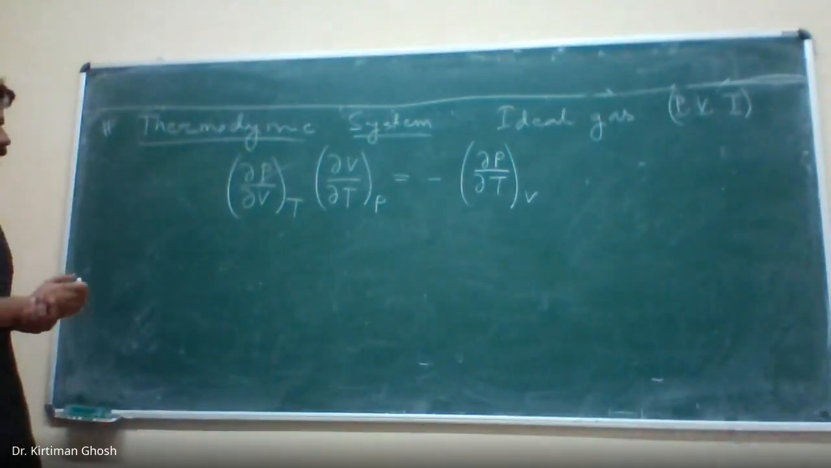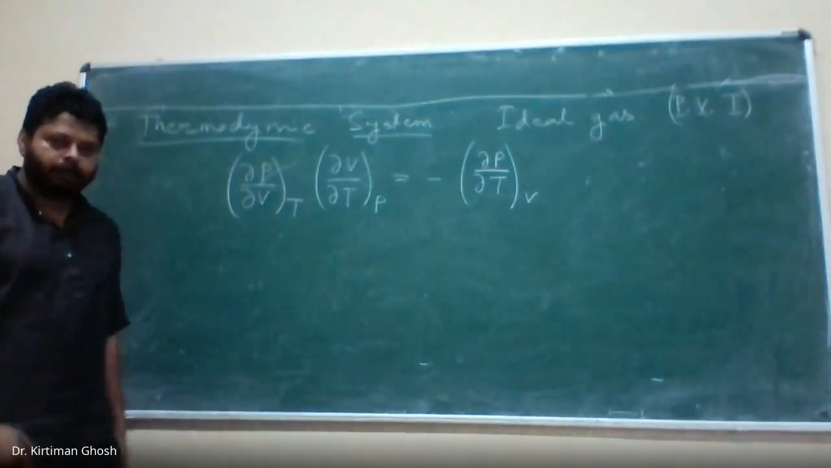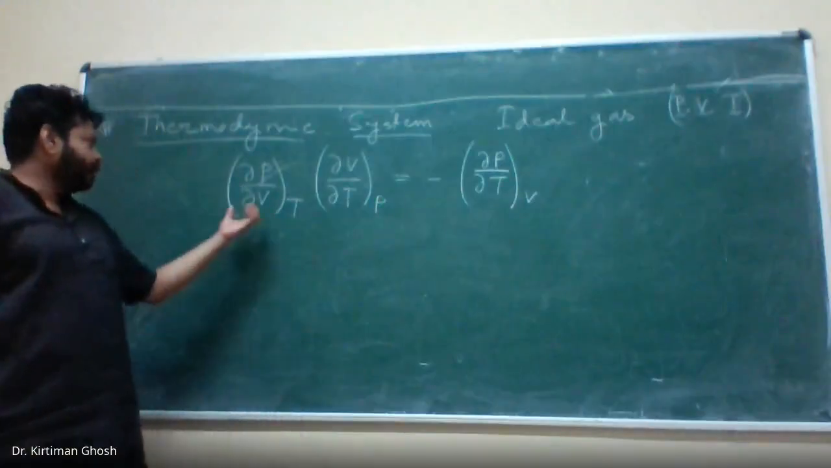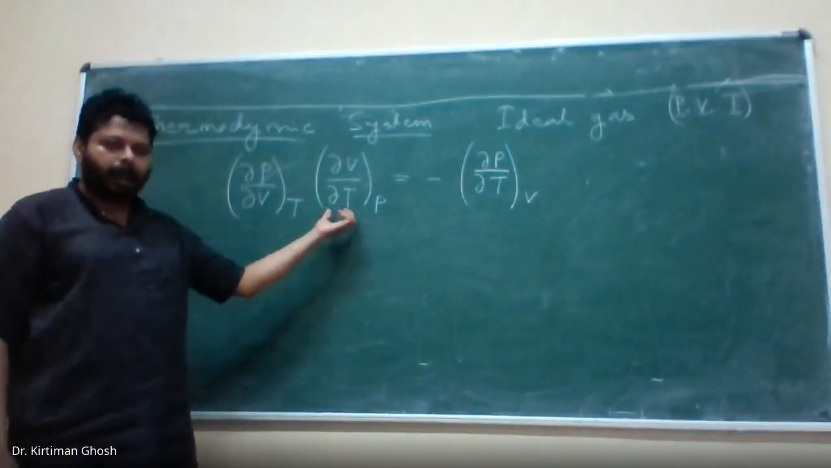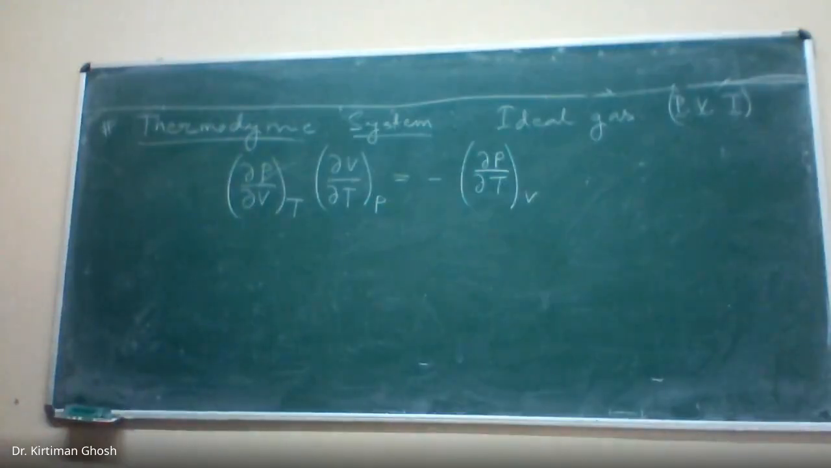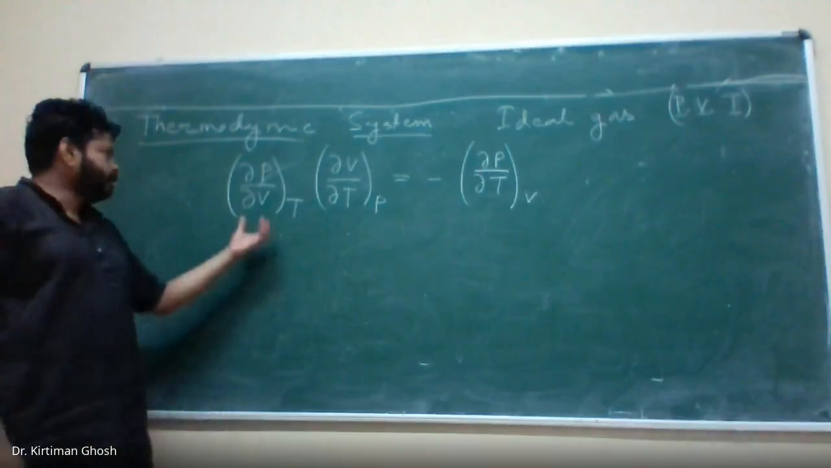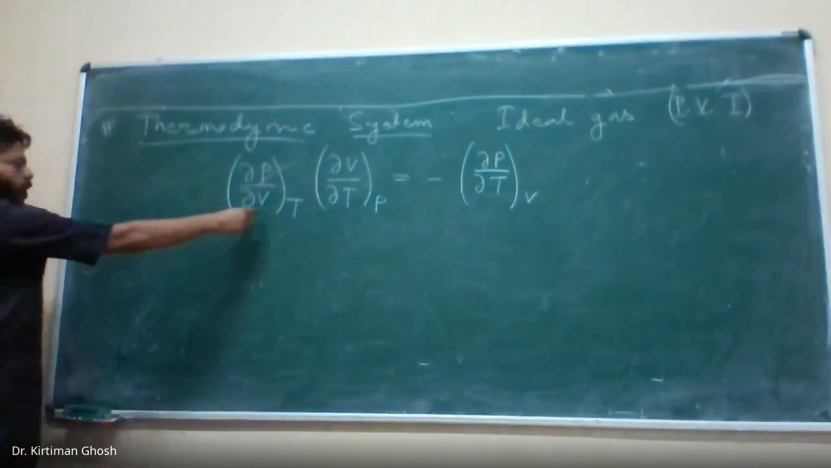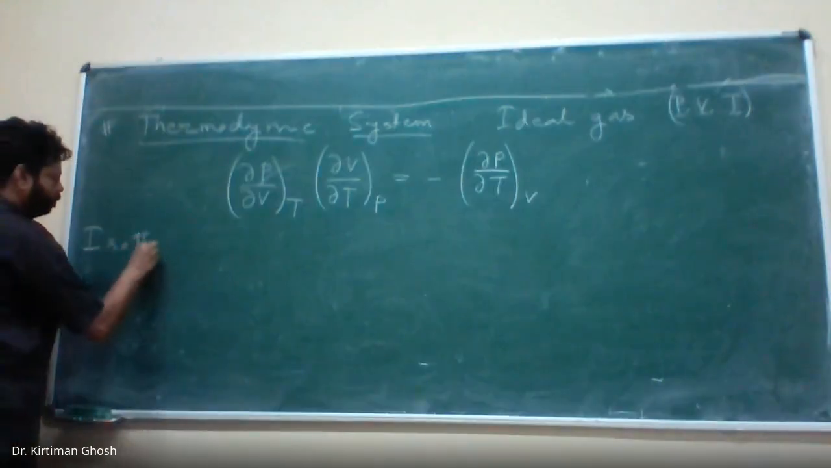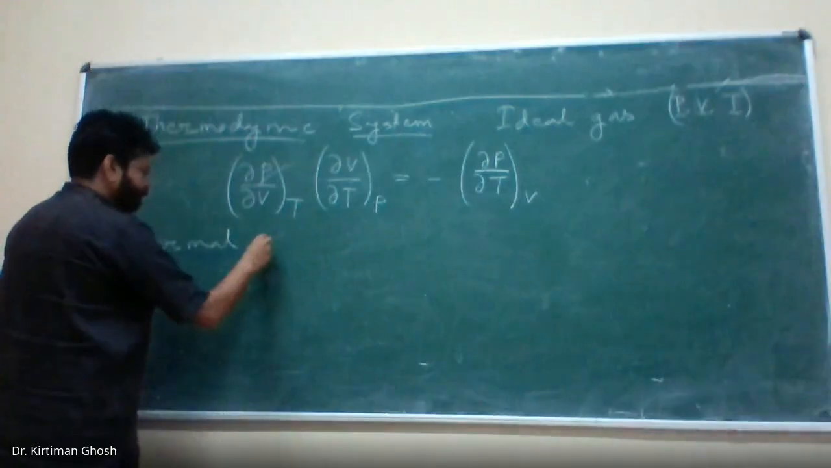Now, what is the advantage of this relation? What are we gaining from it? We can do some simple experiments to measure these quantities. I will come to how to measure them. You can think of simple experiments to measure these quantities. These quantities have some names. This quantity is related to isothermal compressibility.